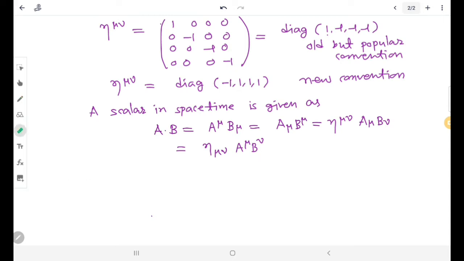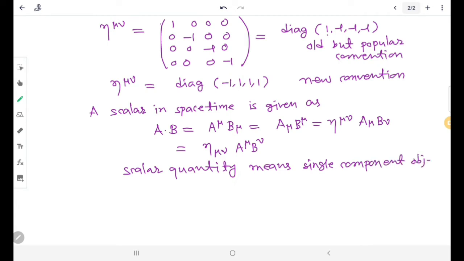So a scalar quantity is the one which does not have any component except one. So this has a single component. So a scalar quantity means a single component object. So it can be something like the product of two vectors.